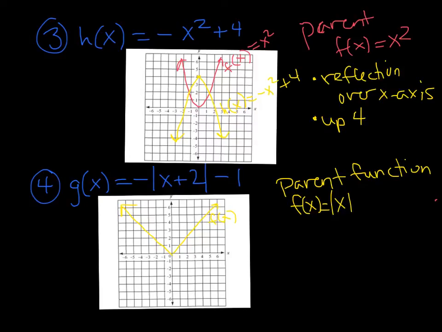So there's actually 3 things going on here. First thing is that we are going to have a reflection over the x-axis. We know that it's going to be the x-axis because it's outside of the absolute value bars.